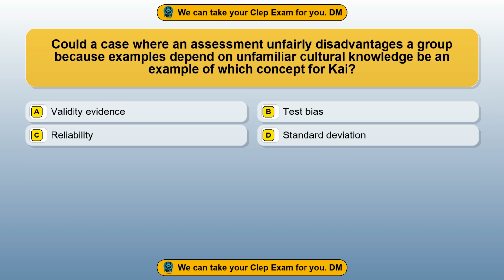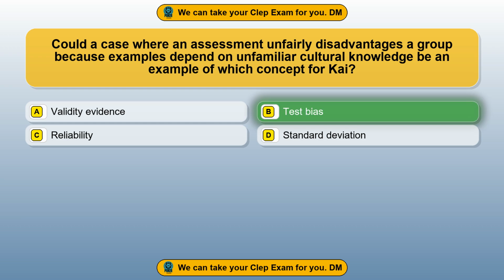Question 70. Could a case where an assessment unfairly disadvantages a group because examples depend on unfamiliar cultural knowledge be an example of which concept for CLEP? Option A, validity evidence. Option B, test bias. Option C, reliability. Option D, standard deviation. The correct answer is option B.